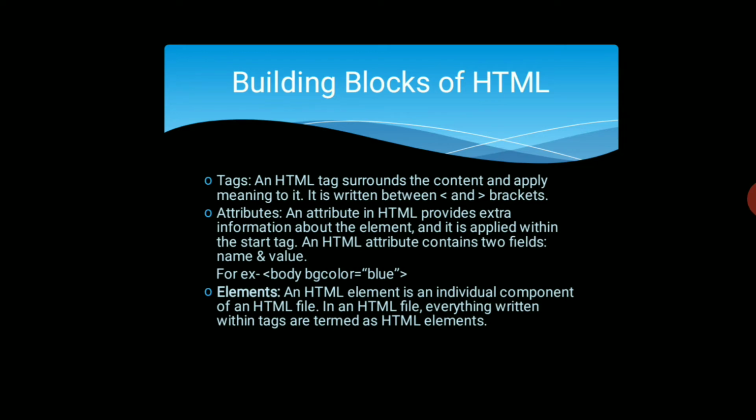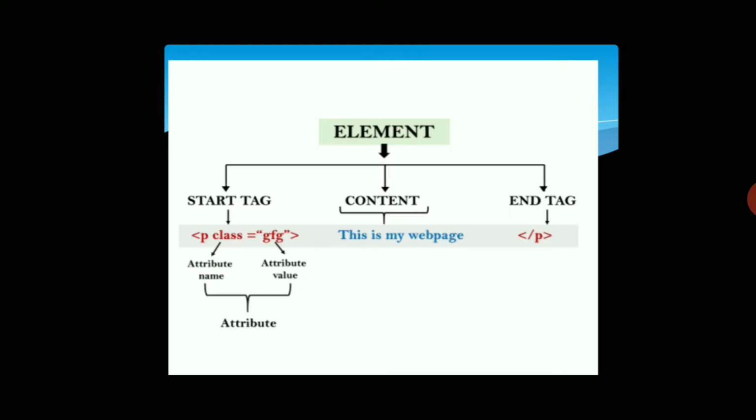Now elements. What does an HTML element mean? An HTML element is the individual component of an HTML file. That means everything written within the tags is termed as an HTML element. Let's see more examples, you'll understand this. See here, everything written inside or within the tags is known as an element.